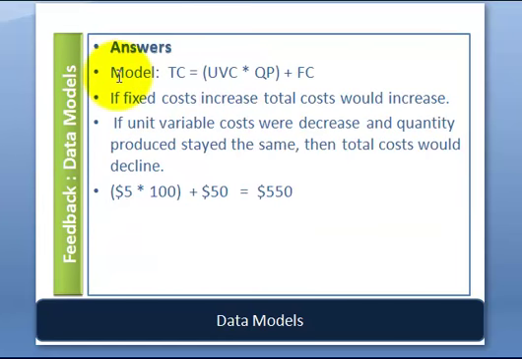Okay, here was our model. Certainly if fixed cost increased, in other words this number, because there's a plus sign here, if fixed cost goes up, our total costs are going to go up. If unit variable costs were decreased, if this number became lower, and this stayed flat, then obviously this number would be lower and our overall function would go down. So if we reduce our unit variable costs, our total costs would go down. And then the other is just plugging in the different numbers that they gave us into this function or equation, and we get 550. That's the first half of this lesson. We'll be back with the second half.